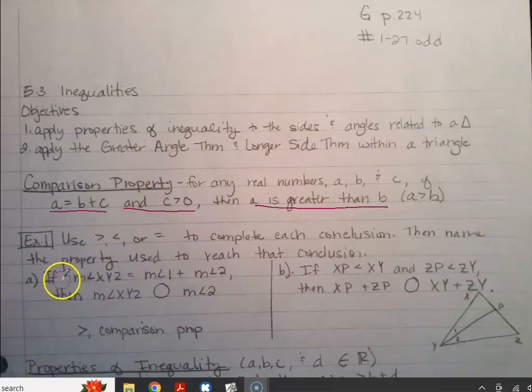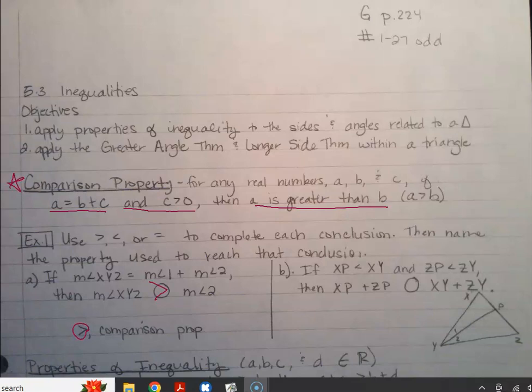here. It says use greater than, less than, or equal to complete each conclusion. Then name the property used to reach that conclusion. So in the first one, if the measure of angle XYZ is equal to the measure of angle 1 plus the measure of angle 2, then the measure of angle XYZ is what to the measure of angle 2? So I have down here, it's the greater than. I would simply put that greater than in there, because if we're adding the angles and it's equal to 1 and 2, then the whole thing has to be greater than the part. And that's that comparison property, what we just did here.